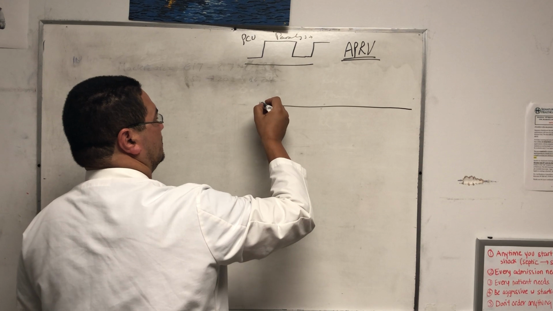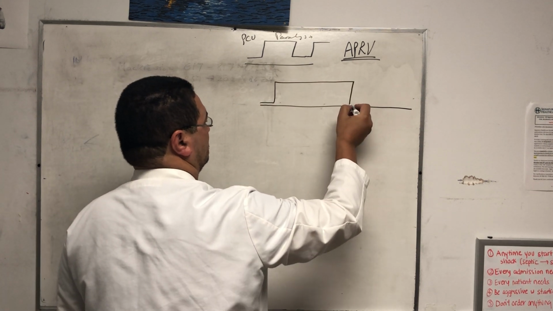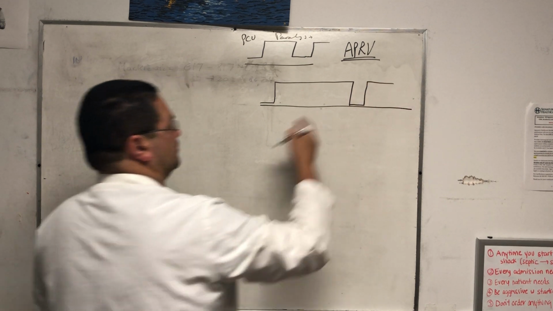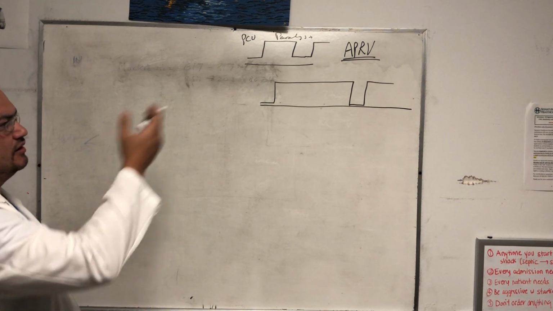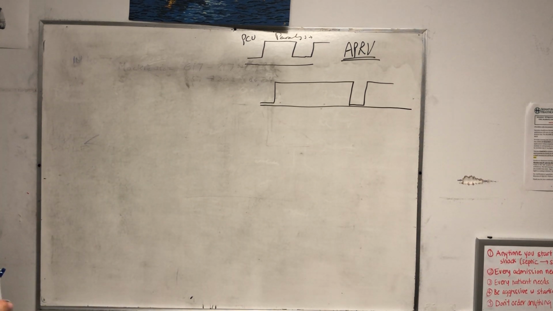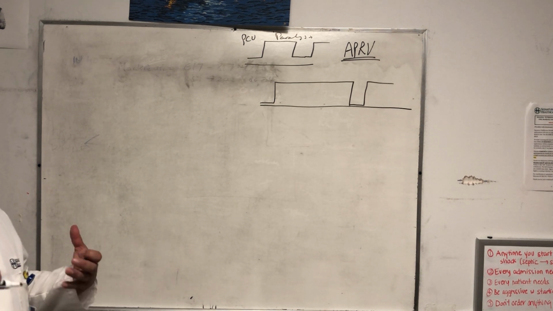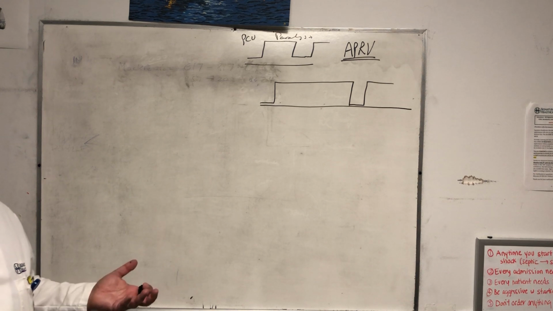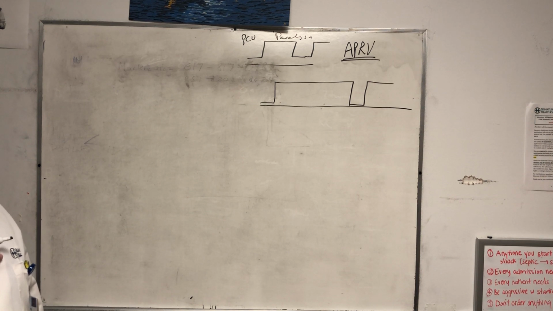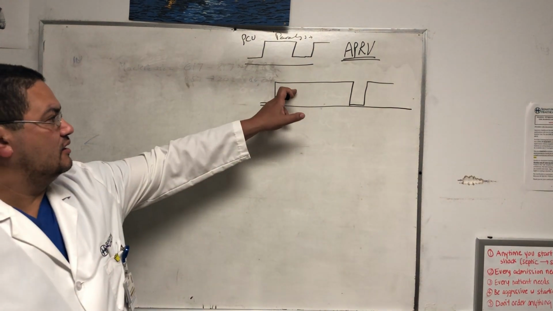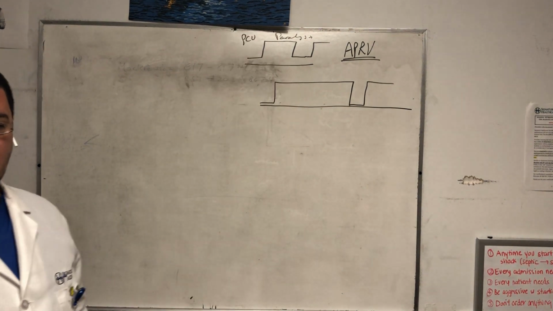This is APRV. APRV stands for airway pressure release ventilation, which already gives you the mechanism of the mode. It means it's an airway pressure that is released every once in a while. So you go like this. Nothing is moving, right? And then it stays like this. So how come this one doesn't require paralysis and this one requires paralysis?